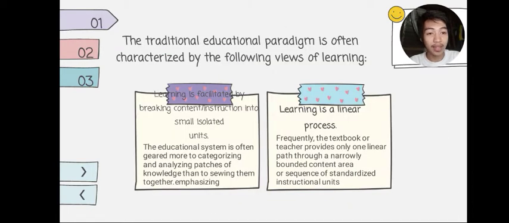Learning is a linear process. Frequently, the textbook or teacher provides only one linear path through a narrowly bounded content area or sequence of standardized instructional units. Linear means one way, or teaching only one way to solve a problem instead of exploring and finding other ways. In mathematics, there are many avenues, many solutions and formulas to use in a specific problem. In factoring a polynomial, for example, completing the square, prime factorization, or the quadratic expression can be used. So there are different ways.